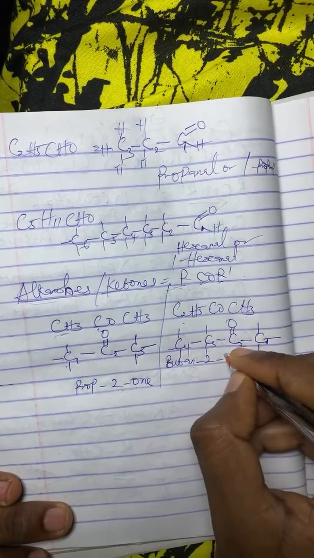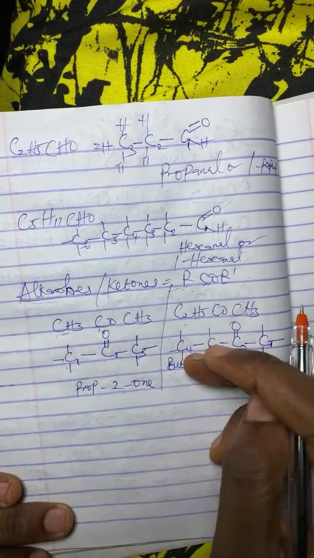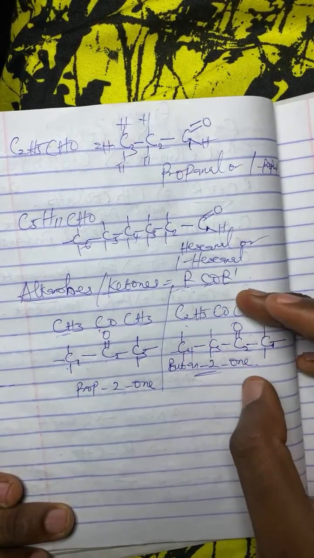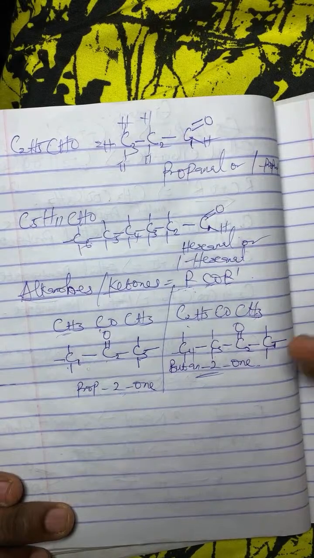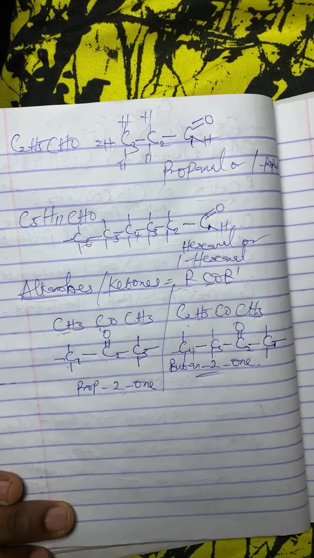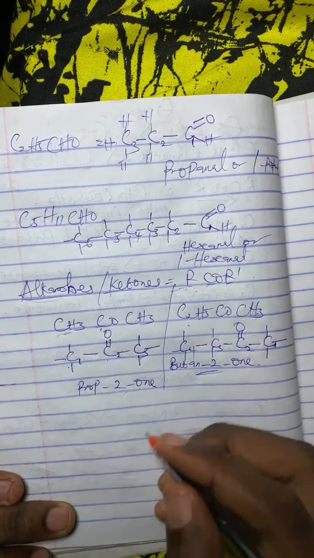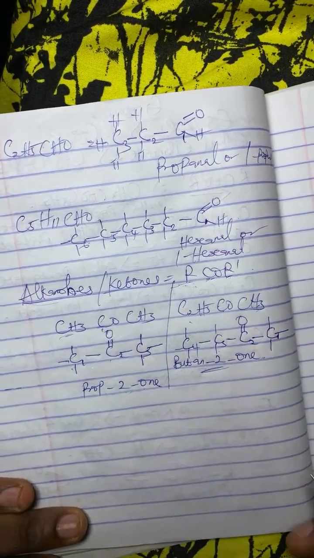Butan-2-one. Are we there now? That's the name of the alkanones. Or you say but-2-one. If you don't say butan-2-one, you say but-2-one. It's still the same thing. Are we there now?